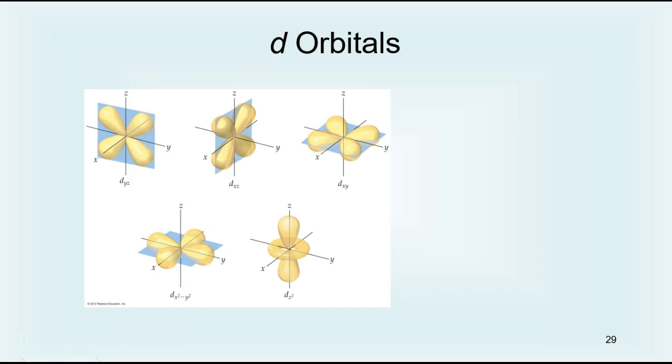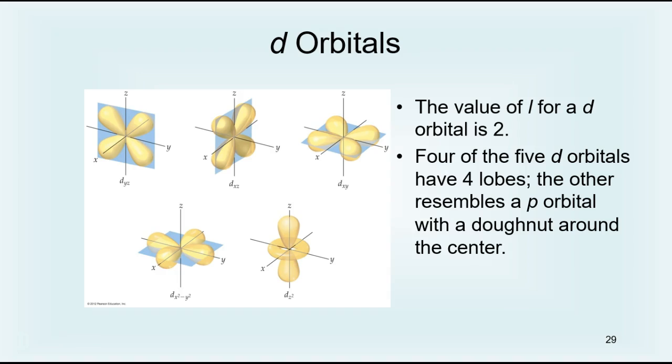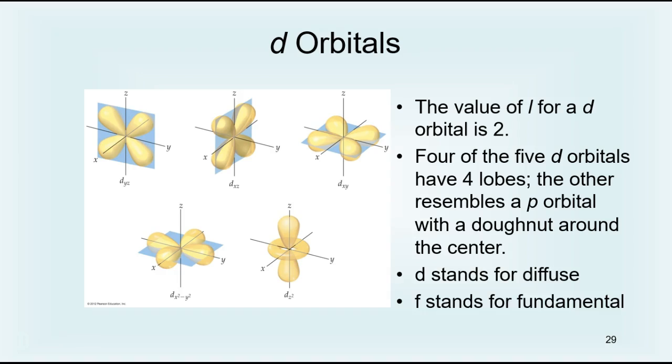Lastly, or not lastly, but we've got the d orbitals. So the L value for d is 2. So we've got 5 d orbitals. 4 of them have 4 lobes, and the other one looks like a p with a donut around it. As far as describing the shape of d, I wouldn't worry about that, but we just note there's 5 orbitals in the d, and d stands for diffuse. f I don't have a picture of, but f stands for fundamental. That has up to 7 orbitals in it.